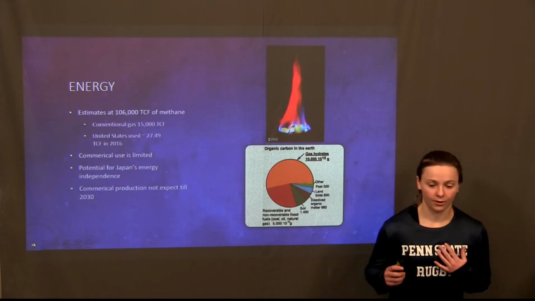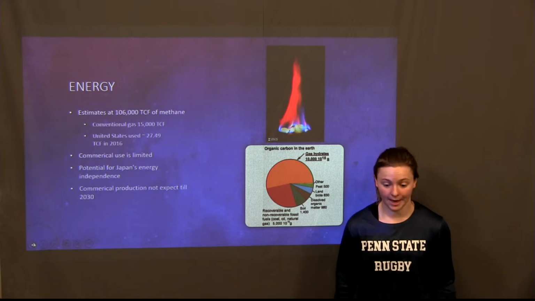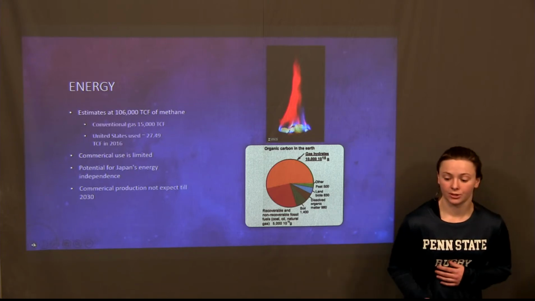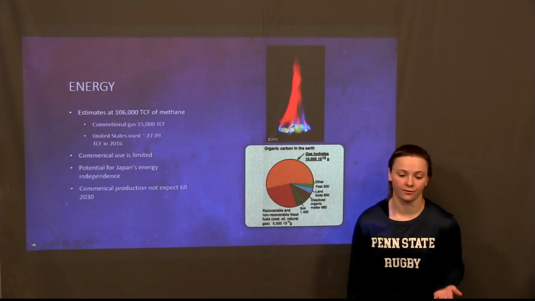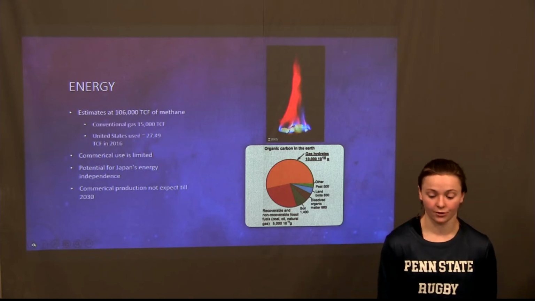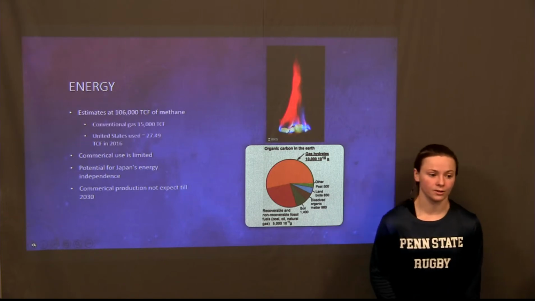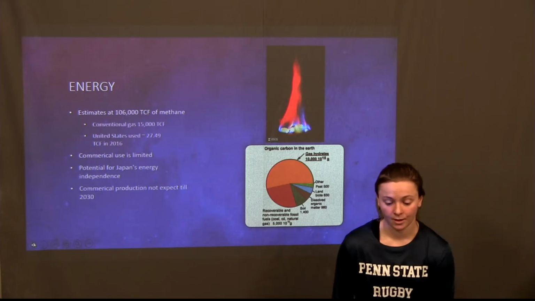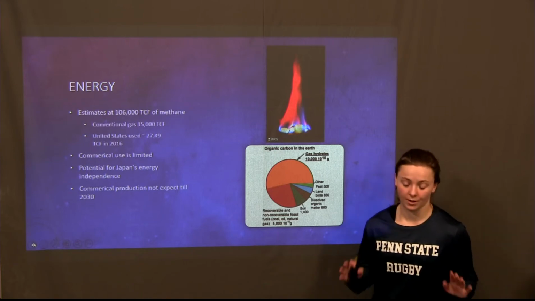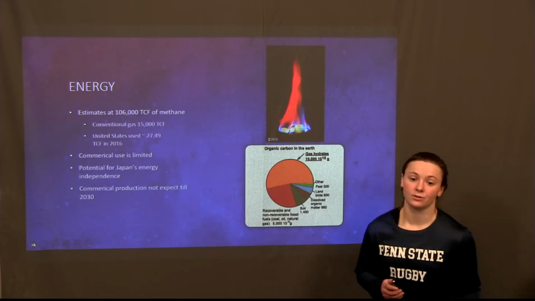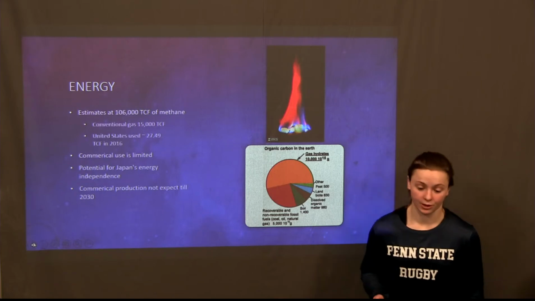But this has a large potential to grow in places like Japan, which is one of the world's largest natural gas importers already, and the large number of hydrate reserves located off their coastlines could give them energy independence. The commercial use of hydrates isn't expected to really take off until 2030, and even then, this is only going to be a bridge solution.